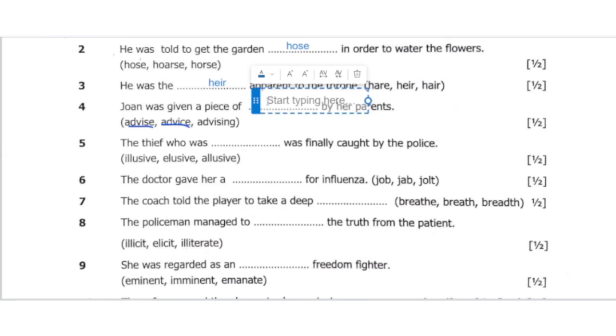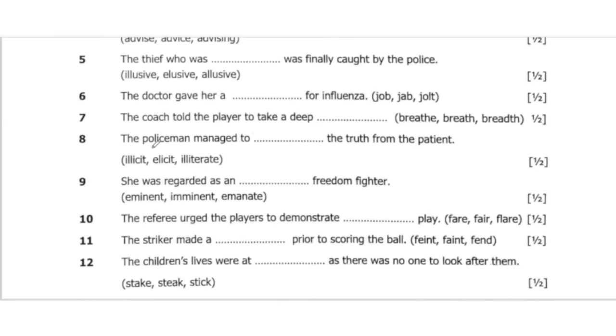He was given a piece of advice. A piece of advice. So the correct answer is this one. This one is a noun. That is a noun. Okay. We come to question number five. The thief who was dash was finally caught by the police.